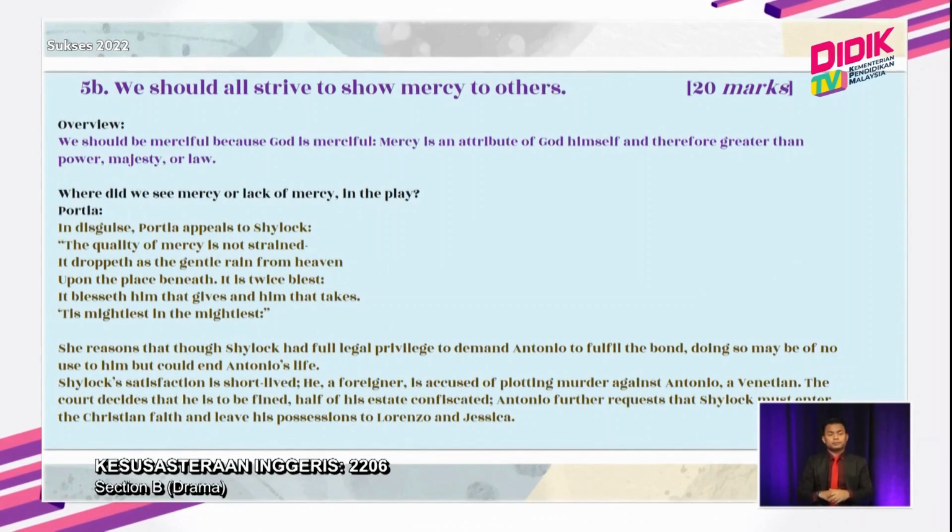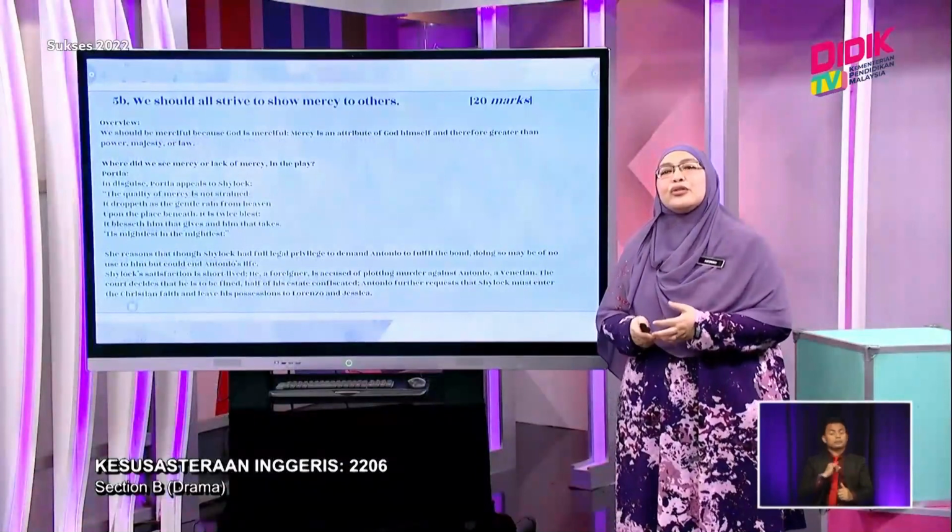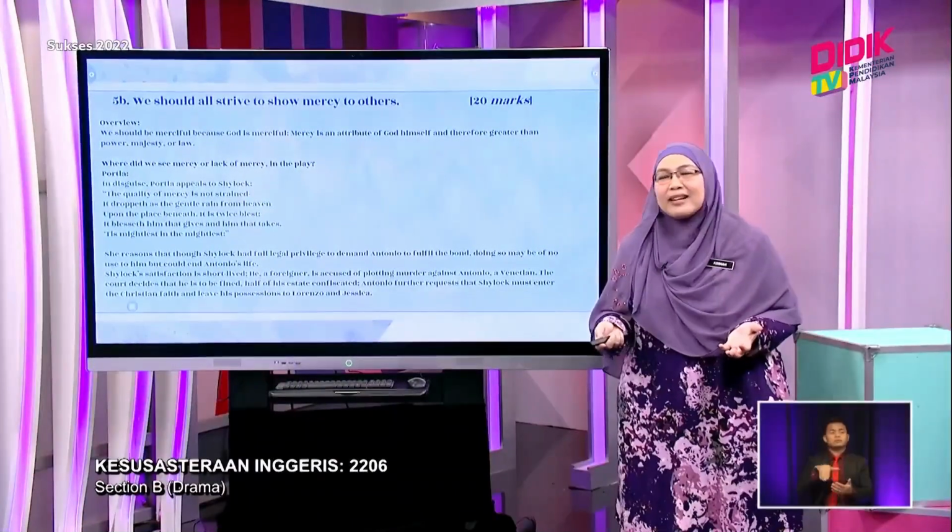When Shylock realizes too late he is actually on the losing end of the short stick, he is left with literally nothing. He doesn't get his money back, and furthermore, he is accused of plotting murder against Antonio. He is told that he must be fined, surrender his possessions, and even convert to a different faith. So I would put all that into my 20-mark answer.